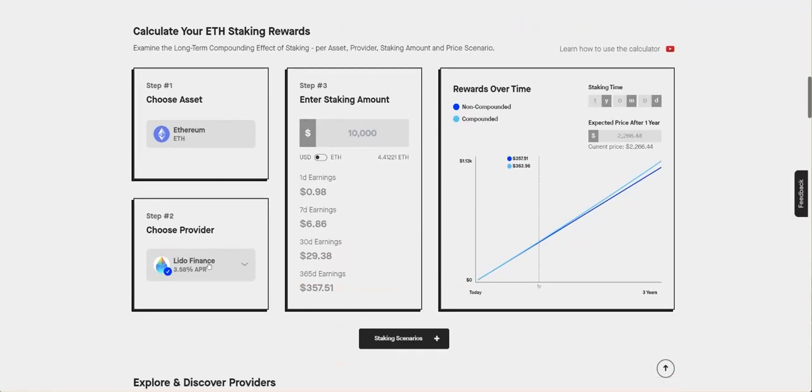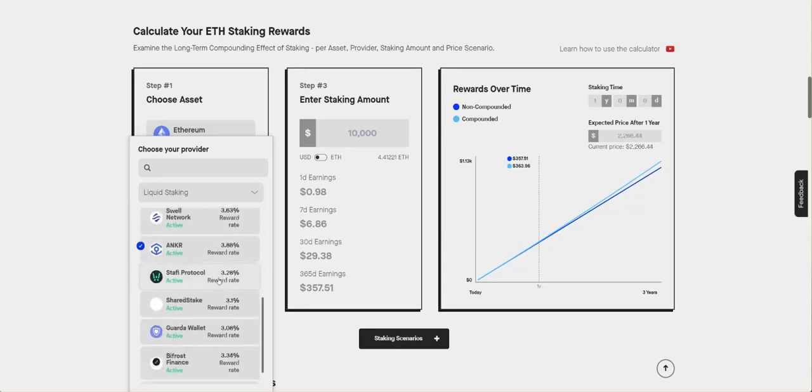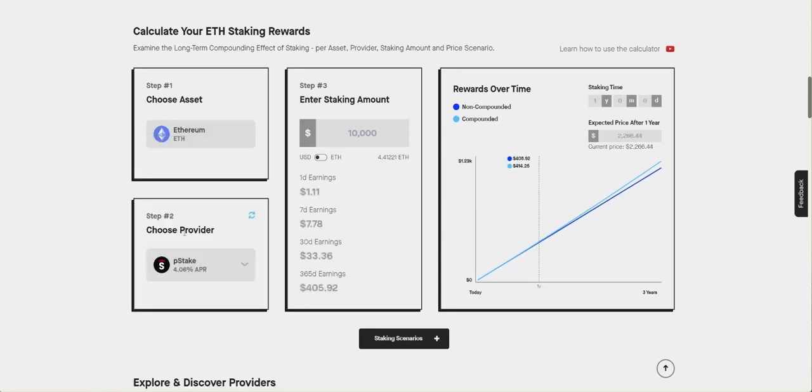So if you were to stake with Lido as a staking provider, your return would be 3.58%. But if you were looking at other ones, like P-Stake has 4.06%, and if you were starting with $10,000, then after a year you'd be getting $405, right? In addition to any price appreciation in the underlying asset that you've staked. So if Ethereum goes from $2,270 to $4,000, then you're talking about almost a 100% increase in the price. In addition to that, your earnings are also going to appreciate correspondingly, right?